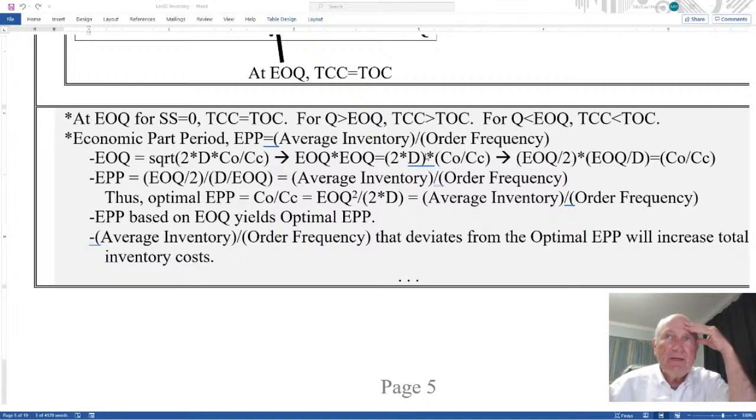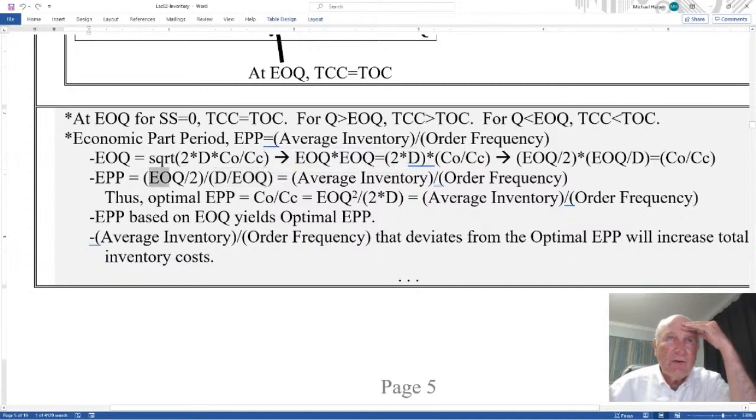Now, let me divide through by 2D. Okay, so I have EOQ over 2 and EOQ over D, and the right hand side then is just this ratio, C sub O over C sub C. Now, let's take this expression, come down here and take the EOQ over D and move it to the denominator. If you do, you take the reciprocal. So that's D over Q.